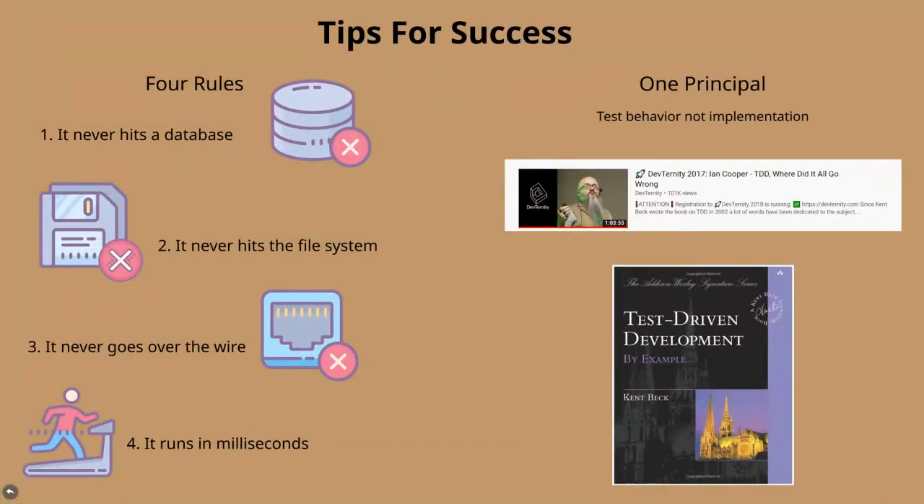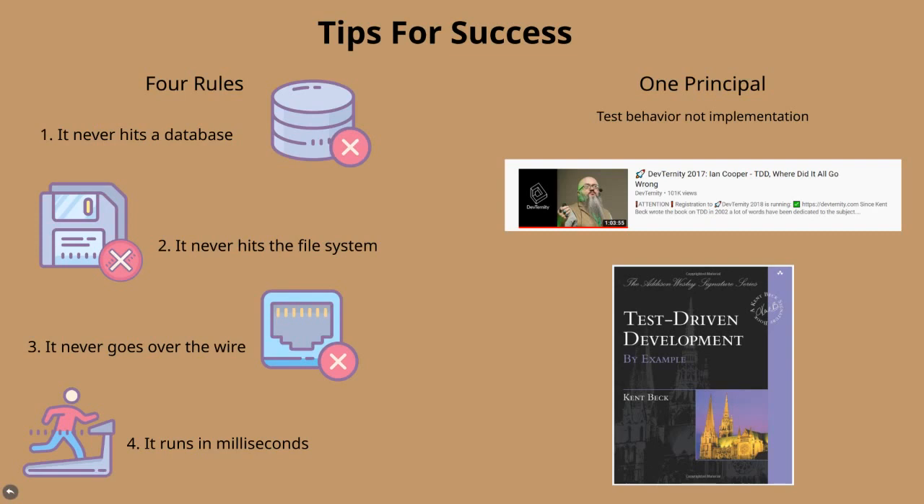So the 4 rules are, number 1, it never hits a database. Number 2, it never hits the file system. Number 3, it never goes over the wire, whether that's TCP or HTTP or whatever protocol you're using. And number 4, it runs in milliseconds, because again, one of the things we're concerned about here is the speed of feedback.